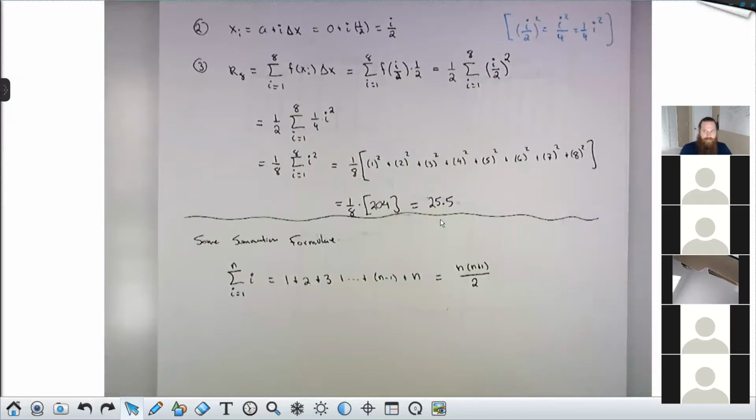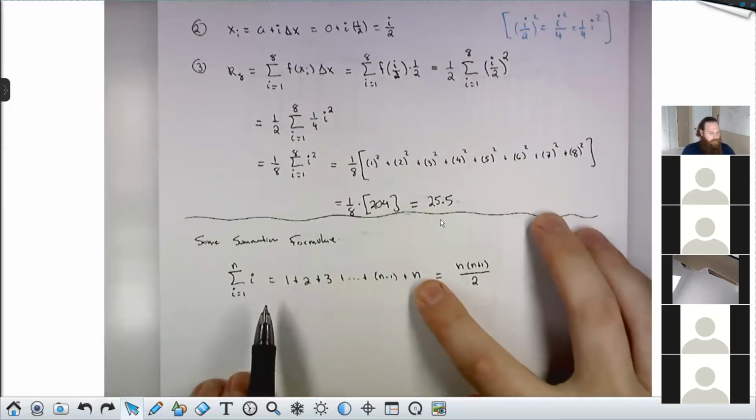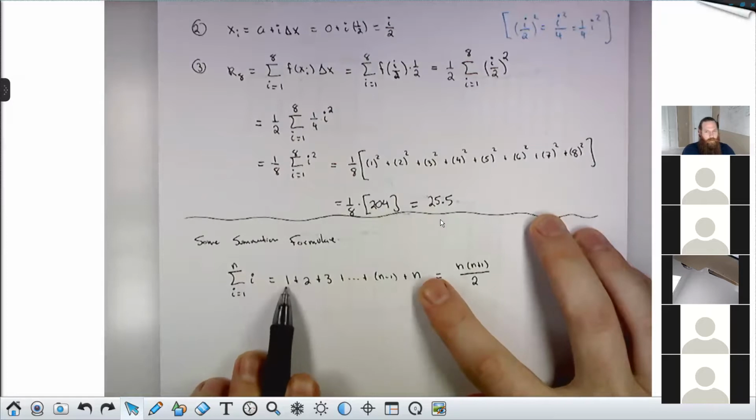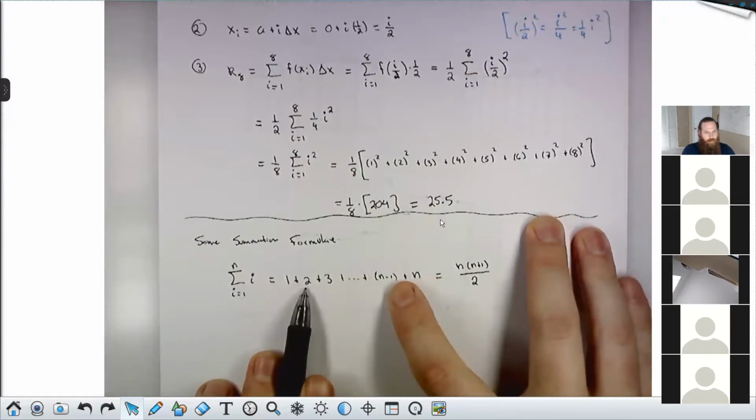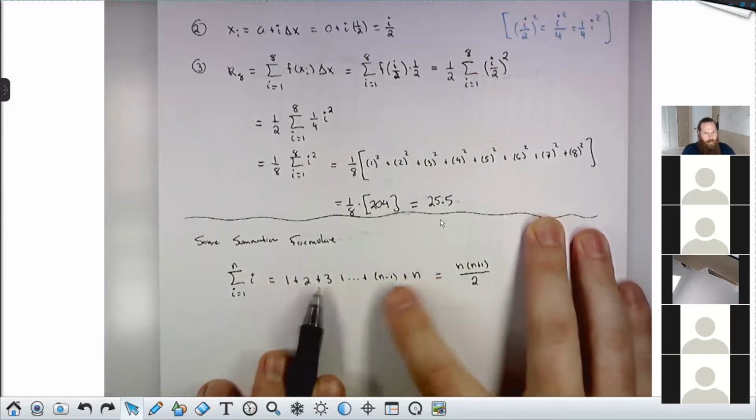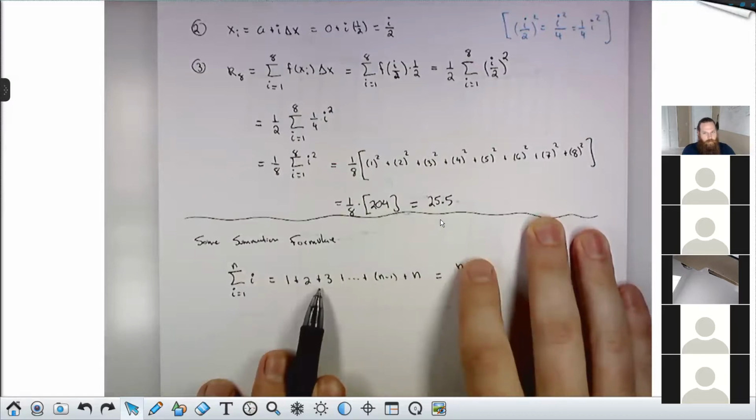There's a neat proof of this. If you take the last one and the first one, they add up to n plus 1. If you take the second to first and second to last one, they add up to n plus 1. So you can keep pairing all of these. Each one of the pairs adds up to n plus 1, and there's n over 2 of them.